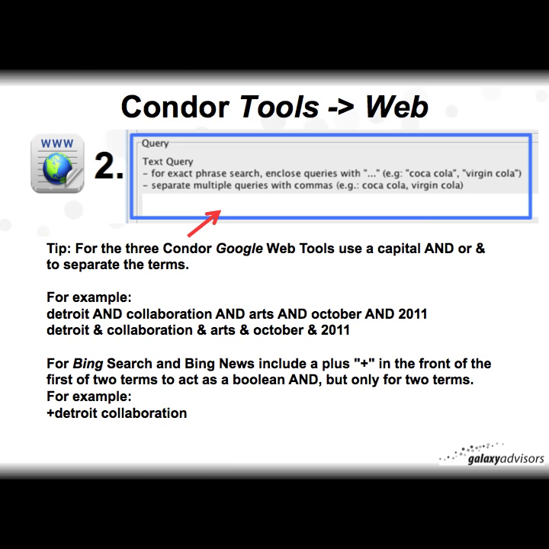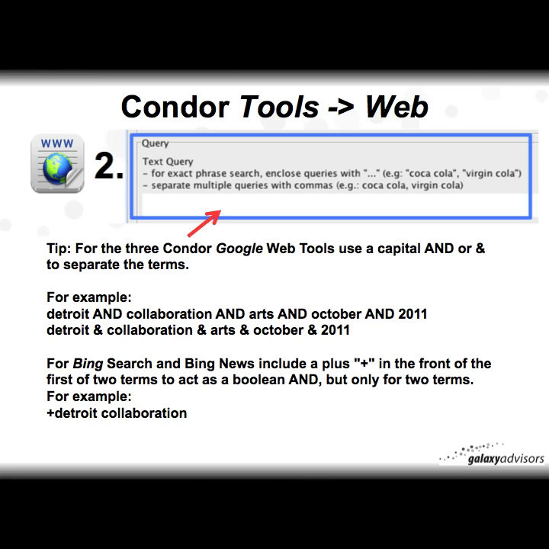A few other tips in using the query. For example, how you can use some of the Boolean ANDs. For Google Web, all 3 web tools, you can use a capital AND or an ampersand to separate the terms. For example, Detroit and collaboration and arts and October and 2011 is going to find web pages that have all those terms on it. Or I could have syntactically put Detroit, the ampersand sign, and so on.